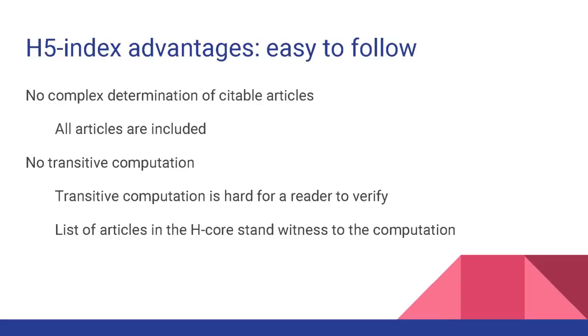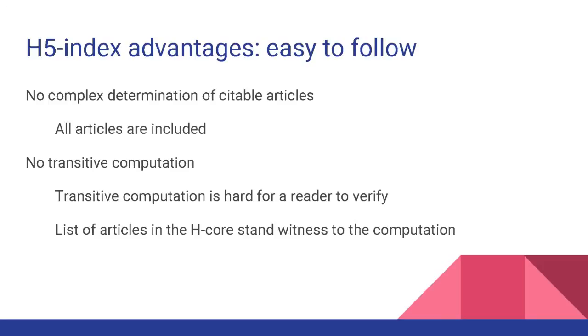And of course, H-Index is almost trivial to follow. There's no complex determination of citable articles. You don't need to know which articles are to be counted and which articles are not. All articles are included. And the computation is simple counting of citing articles. There is no transitive computation. Transitive computation can be hard to follow.